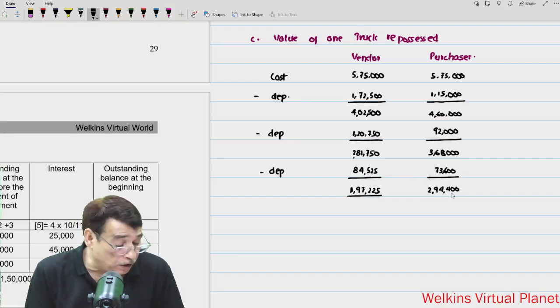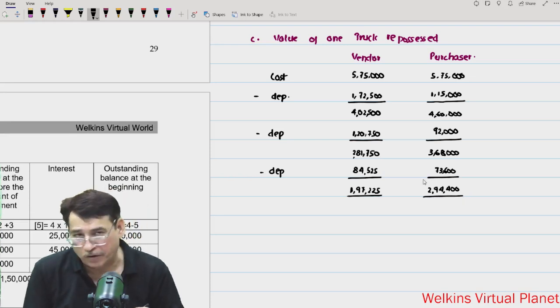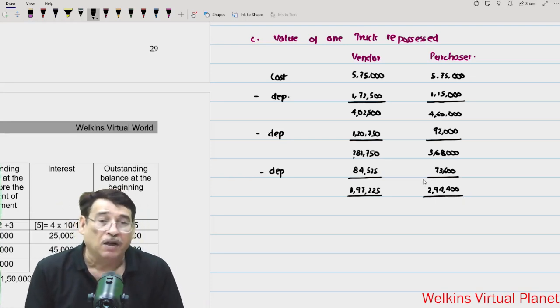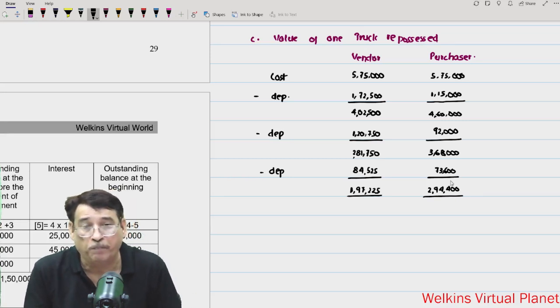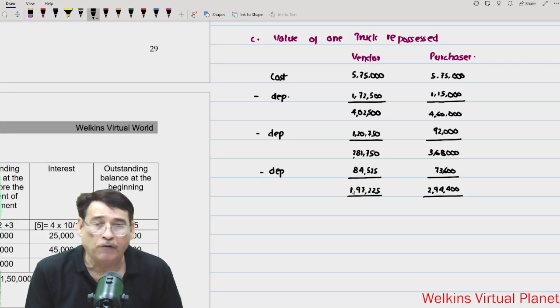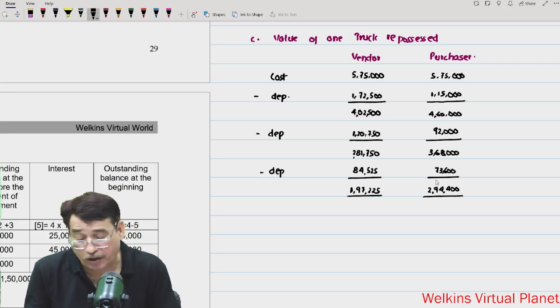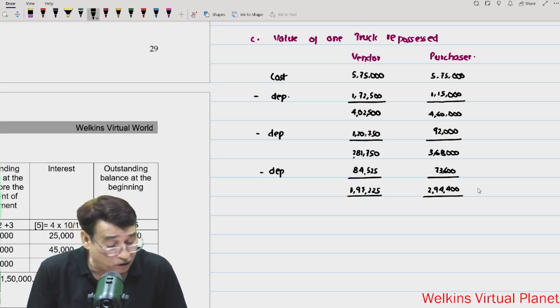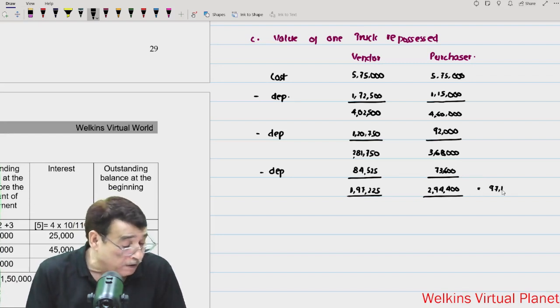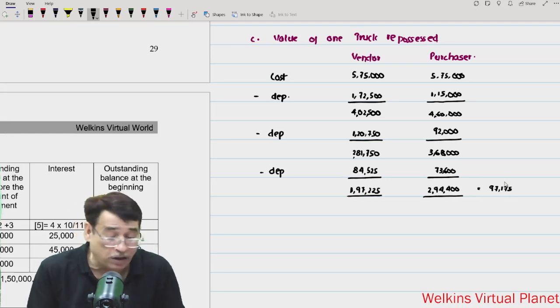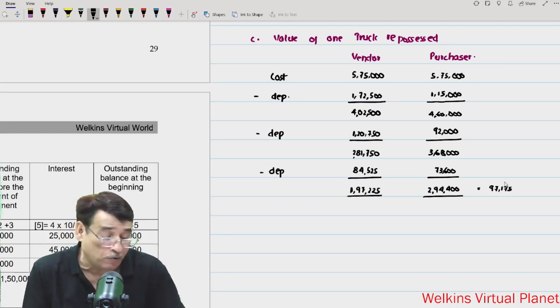That means in the opinion of the purchaser, this truck which was being repossessed had a value of 2,94,400, but vendor took it back only for 1,97,225. So we may say actually that loss is equal to 97,175. This is your amount of loss. Is it clear to you? That means you have already determined the amount of loss in this particular question.